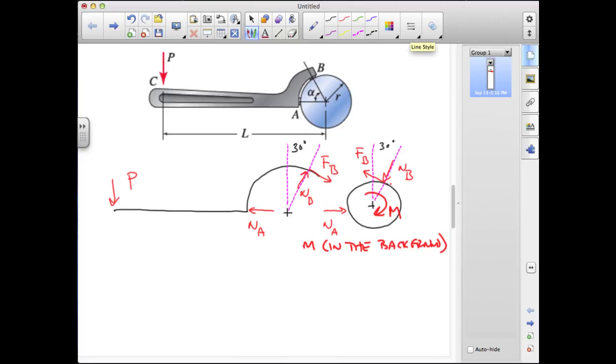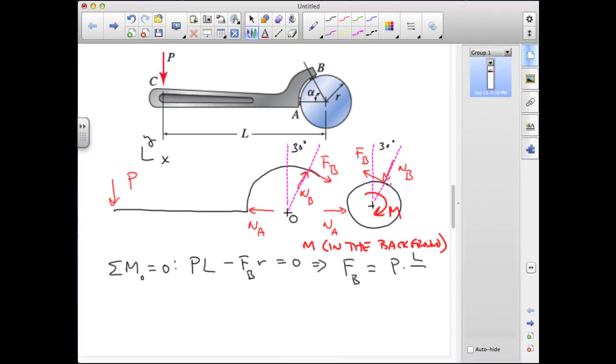So I'll call the center of the workpiece O. We'll use a traditional XY coordinate system. And if I write sum of the moments about O equals 0 for the wrench, I have the applied force P acting through the length L minus the friction force at B acting through the workpiece radius is equal to 0. And that gives me that the tangent force at B is equal to P times the ratio of L over R.